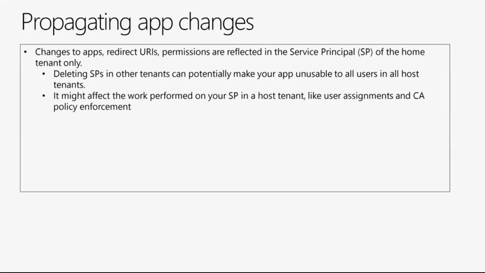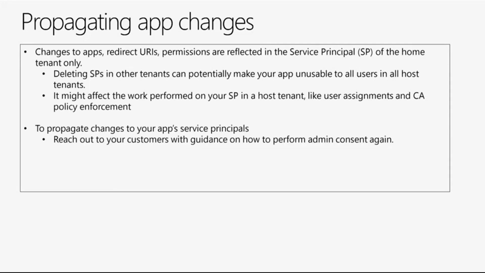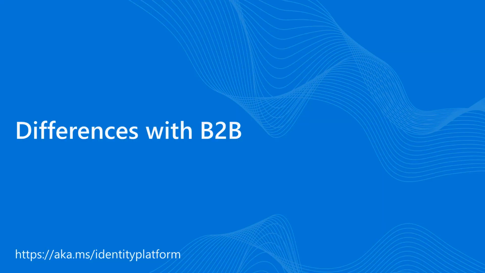What you have to do is reach out to your customers, and that's why I advised you to capture the tenant ID, so you have a way of at least finding out which tenants have the service principal of your application. Then you have to ask them to perform the tenant admin consent again to create a newer version of your service principal.